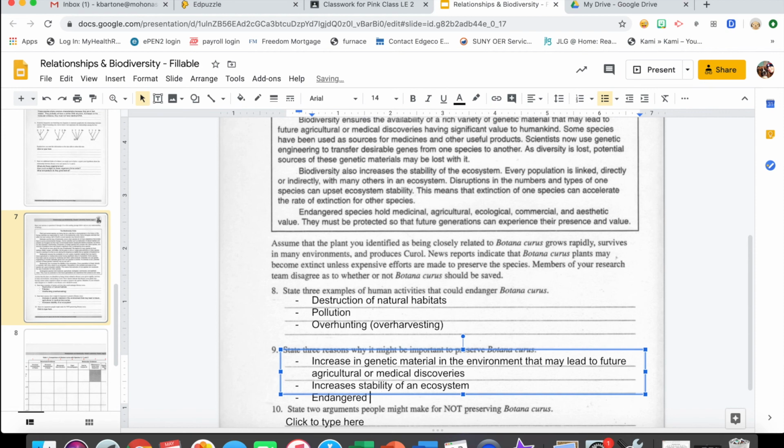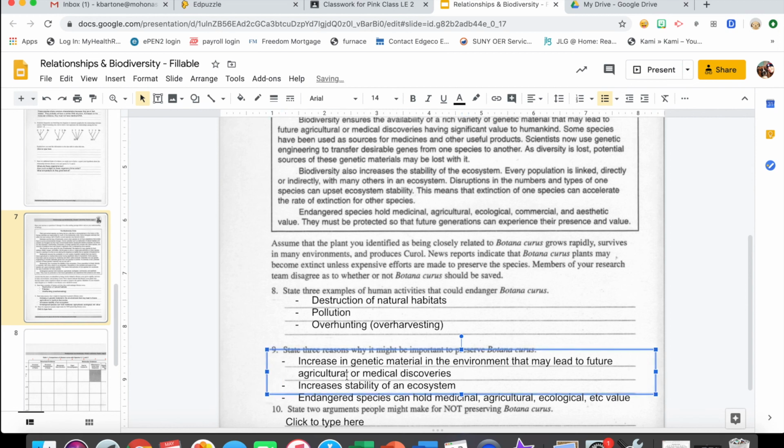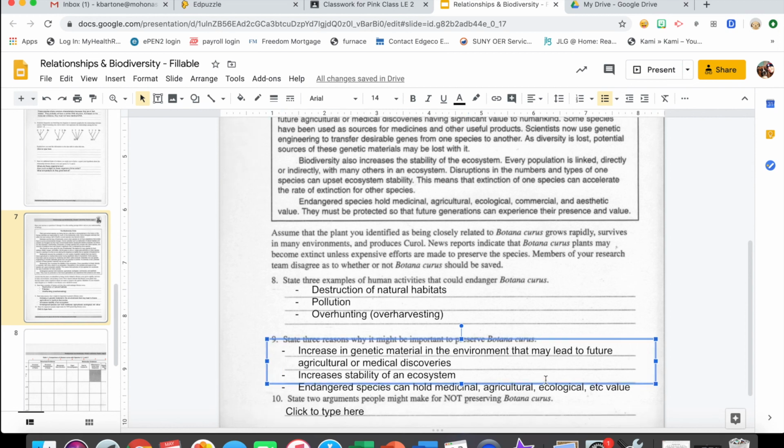Endangered species can hold medicinal, agricultural, ecological, etc. Let's say value. We don't need to write them all, I don't think. We can scooch this a little longer too and fit it all onto one line. Okay, so there's your 3 things there.